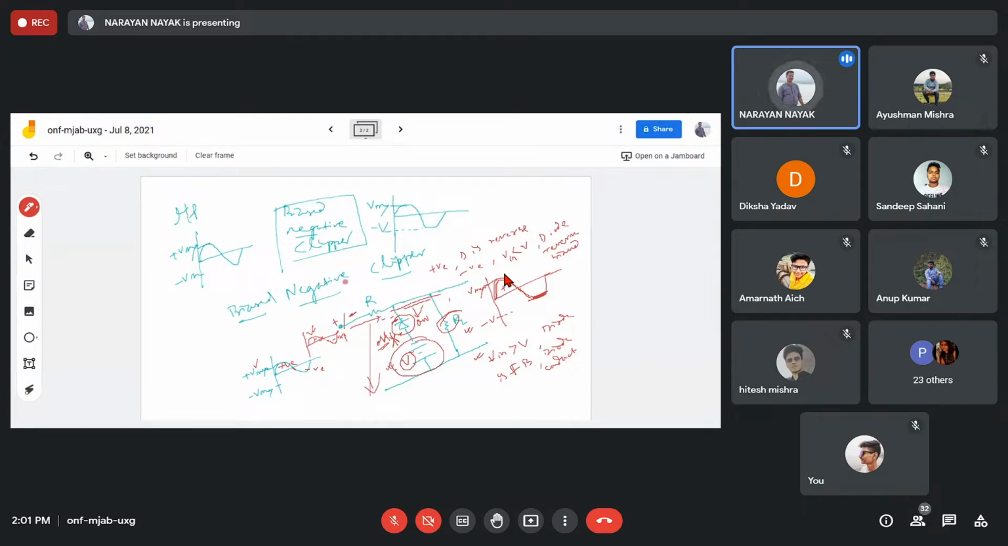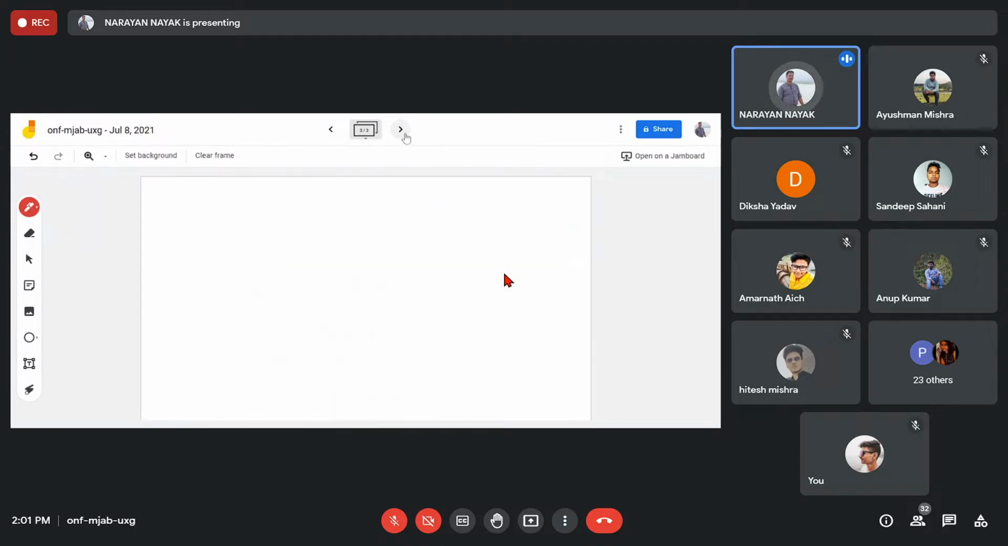Now similarly, you have the bias positive clipper. So what is the circuit? Just reverse that one. If you reverse, the circuit will be like this. This is your input signal, a sinusoidal signal, which is plus Vmax, and this is your minus Vmax. Clear? So just reverse the position of the diode.